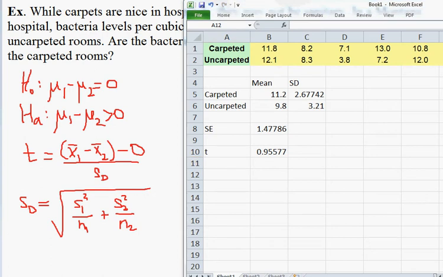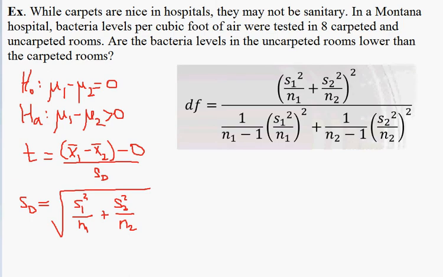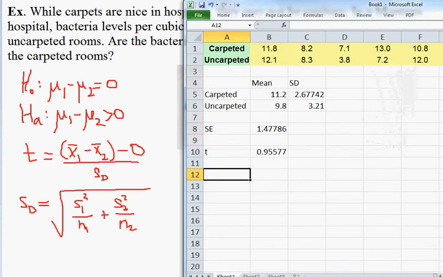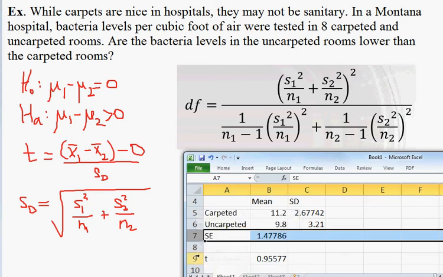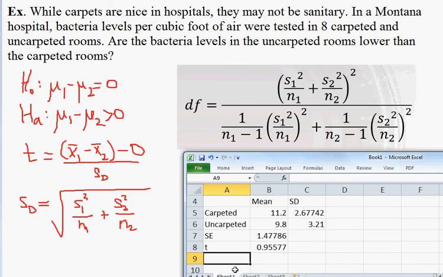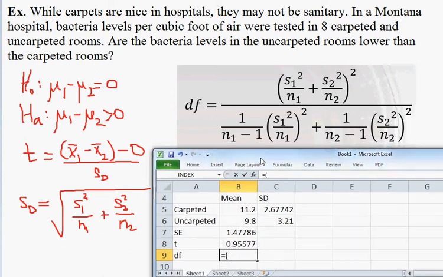The next step is to figure out the number of degrees of freedom. The number of degrees of freedom is actually a fairly hairy formula, which you now see on the screen. So we have a fairly complicated formula for getting the number of degrees of freedom when doing an unpaired two-sample t-test. There's no shortcuts, so let's go ahead and figure this out. Let's see if we can get this on one screen. Let me slide this over so the whole formula should fit.